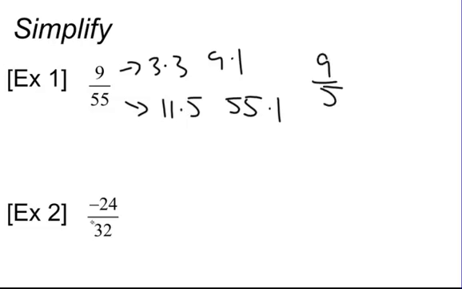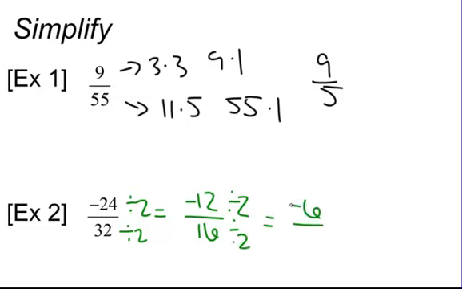All right, now, number 2, we want to simplify this. And to simplify this, I always look and see if it's an even number. These are both even numbers, so we can always divide by 2. So let's divide by 2 on top and bottom. -24 divided by 2 is -12. 32 divided by 2 is 16. Again, they're even. Let's divide by 2 again. So we get -6 over 8. Again, even. Let's divide by 2. So that'd be -3/4.